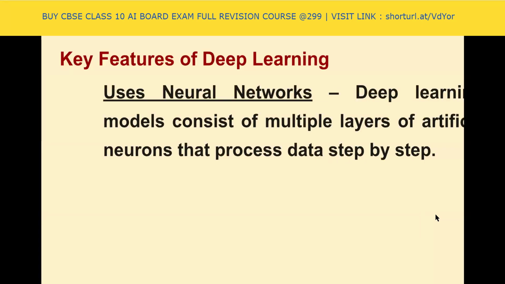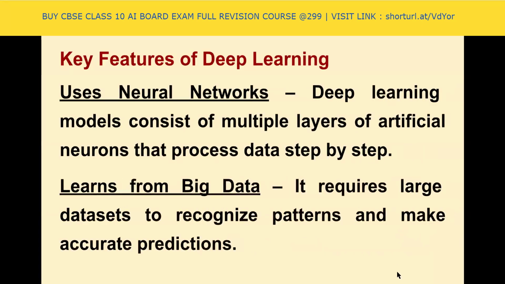So in deep learning, what basically are there? The two most important things under deep learning are that it uses neural networks, and it learns from big data. Now, what do these two areas mean? Uses neural networks: deep learning models consist of multiple layers of artificial neurons that process data step by step. Learns from big data: it requires large data sets to recognize patterns and make accurate predictions.